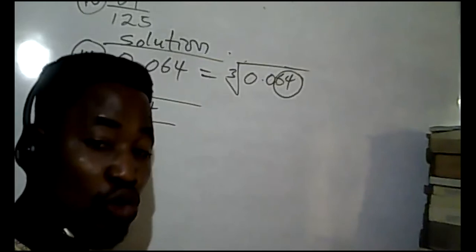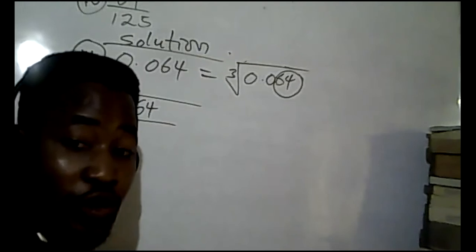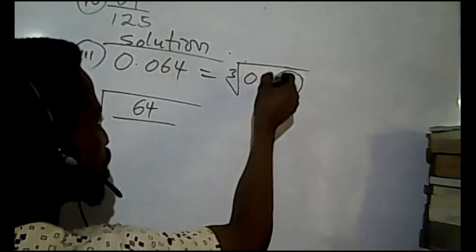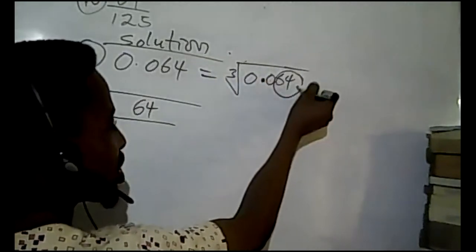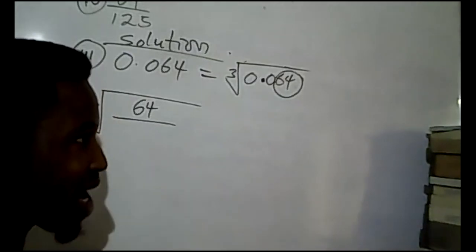If you have to move 1 step to get it out, it will be over 10. If you have to move 3 steps to get it out, it will be over 1,000. Here's what I'm saying. So here is your point right here. We have to push this point until it gets to the back of 4. So don't forget how many steps you made in pushing it out.